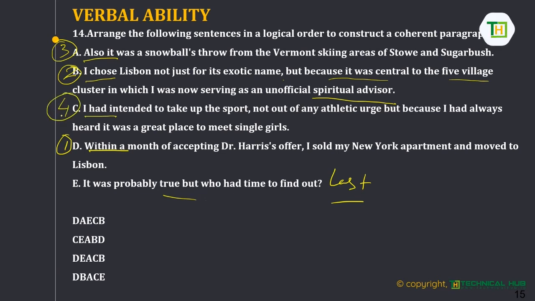And what is the order? This is the fifth one. So what is the order, guys? So the order is D, B, then A, DBA, then DBAC, then E. DBACE is the right order, and in that way you have to arrange them. And where is the DBACE? Yeah, here it is, option D, and this is the right answer.